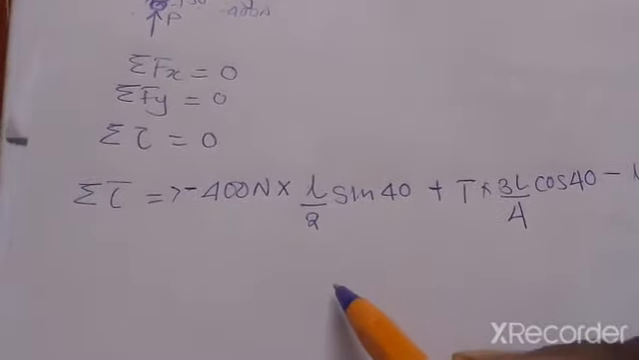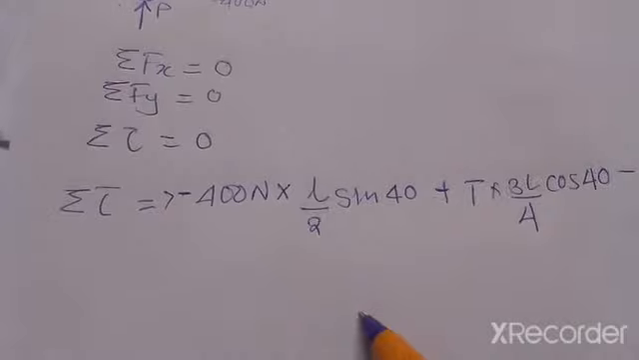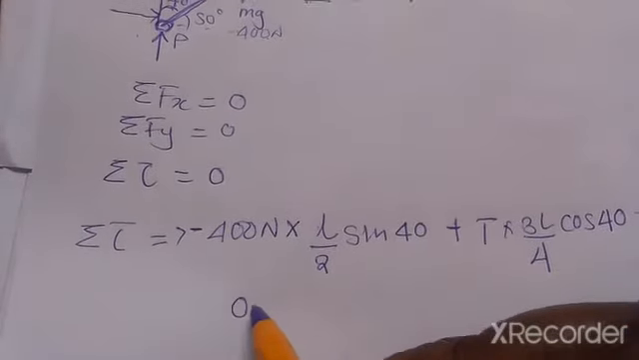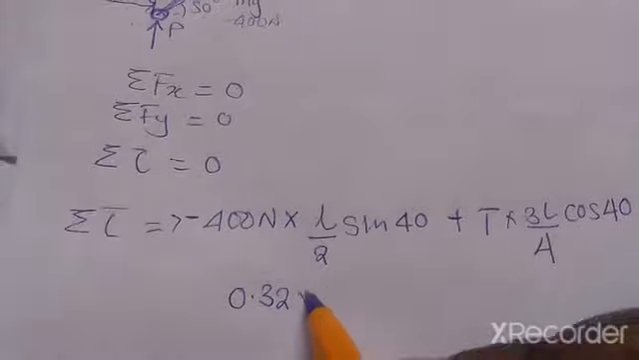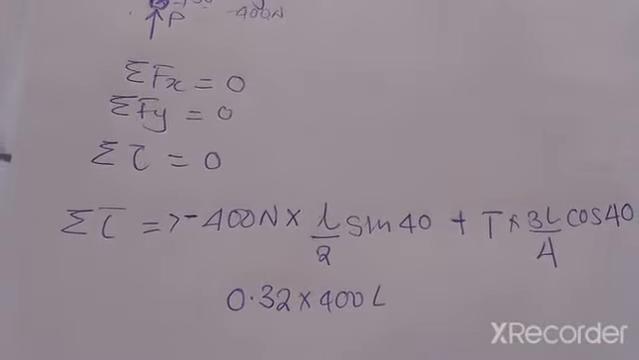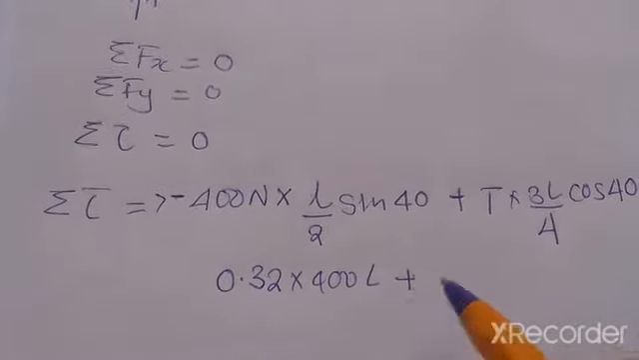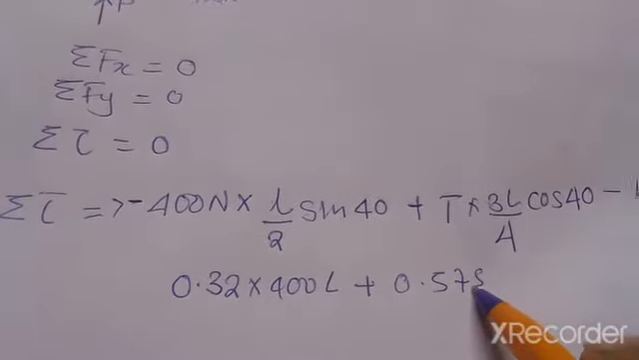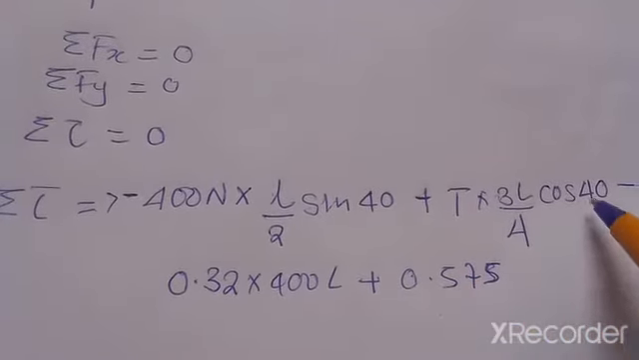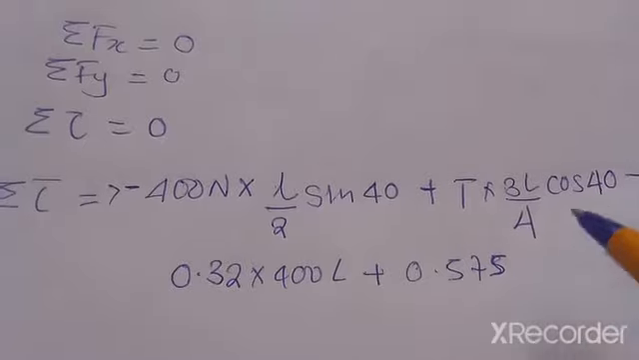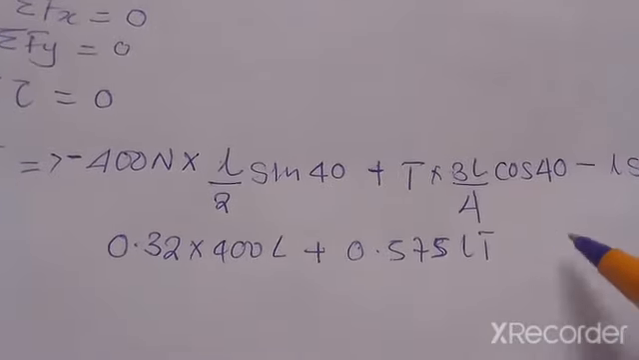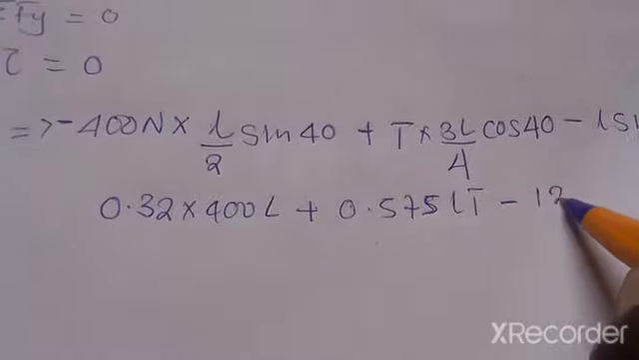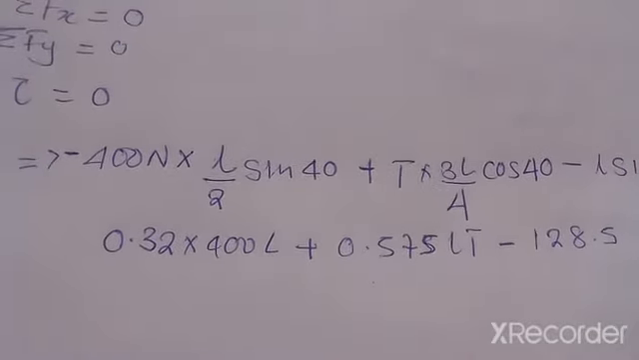Now if we simplify this, we are going to have 0.32 multiplied by 400 L, plus 0.575, that's cos 40 multiplied by 3 divided by 4 LT, then minus 128.5 L.